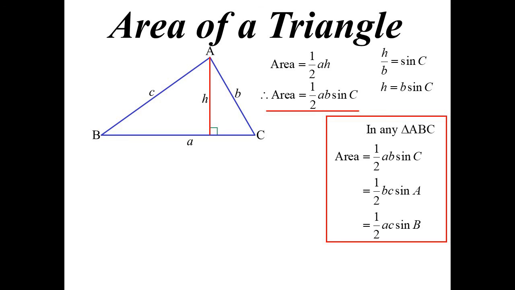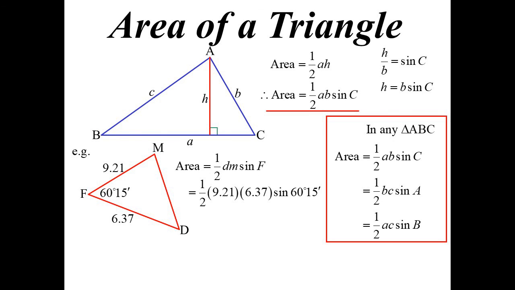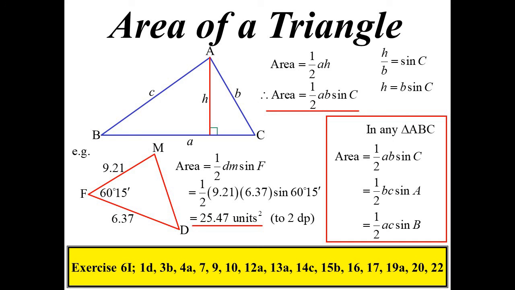Of course, it means then that not only is it half AB sine C, it would also be a half BC sine A and half AC sine B. So we use this one as an example, and in this case, a half dm sine f. So subbing in, bit of calculator work, and there we are, 25.47 units squared, of course, because we're talking about an area. So that's our sine rule.